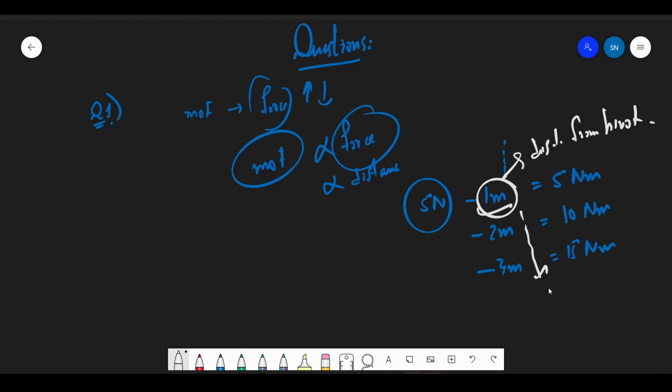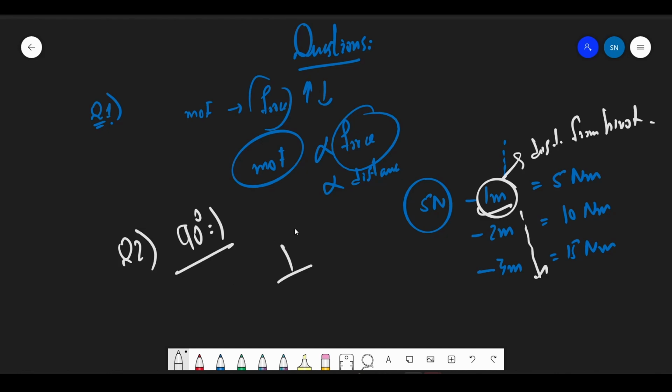The next question says the moment of a force is greatest if it acts at 0 degrees, 45 degrees, or 90 degrees to the object it acts on. So what is the answer? It will be 90 degrees, because the force has to be perpendicular, right?